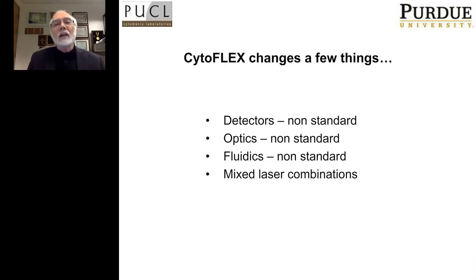So as I pointed out, the CytoFLEX instrument changes a few things. The detectors are not standard. The optics, I would say, is not standard. The fluidics is not standard. And there are certain combinations of lasers, which I think are probably available on most, potentially on most instruments. But there are some slight differences in how the CytoFLEX does this.